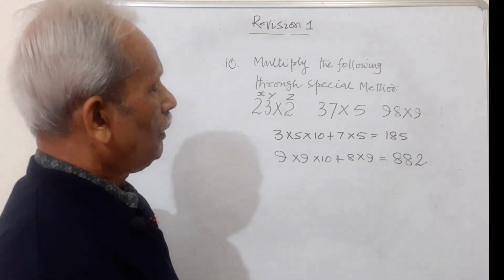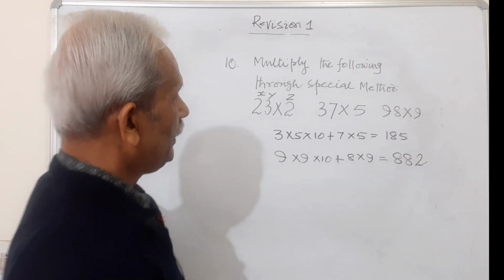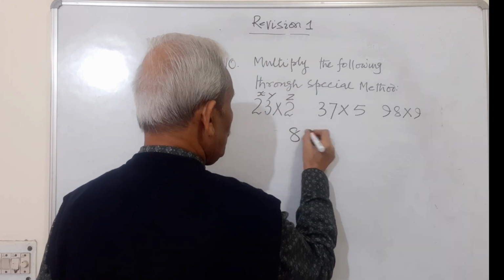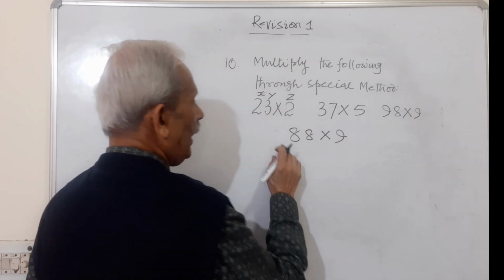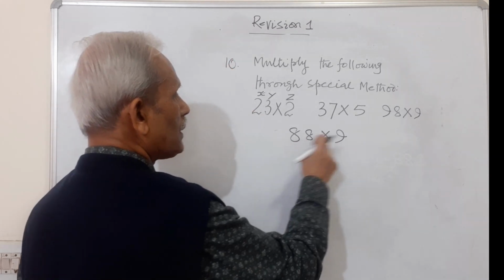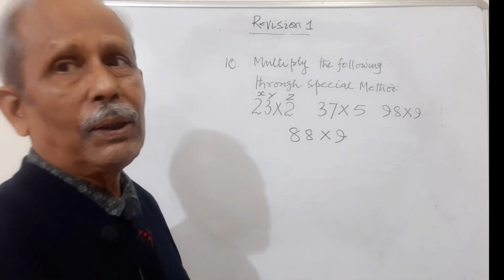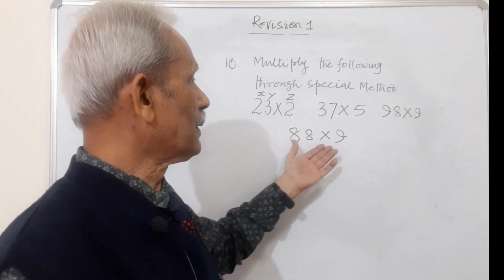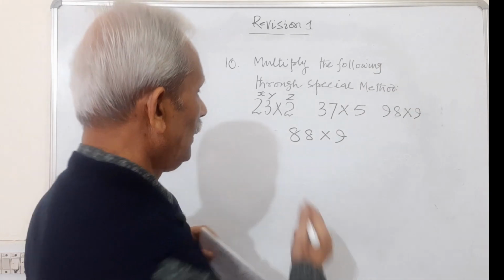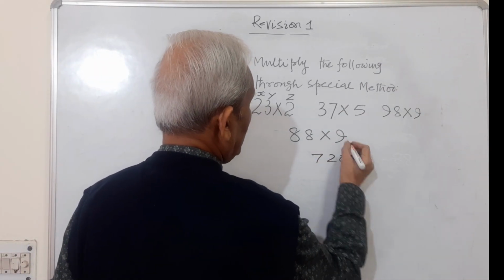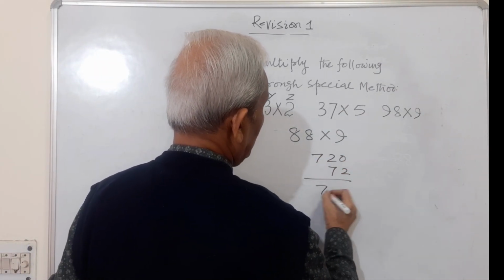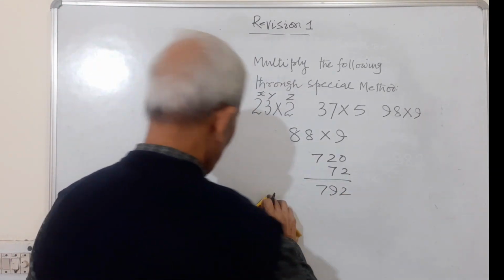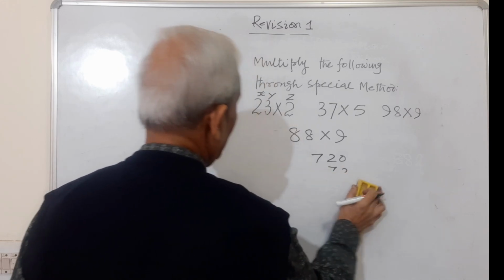So take any number, even any big number, and we can do it mentally and quickly. I just want to give you one more example. 88 into 9: 8 into 9 is 72 into 10, 720 plus 72. 720 plus 72 is 792. That is the answer. 8 into 9 is 72 into 10, 720, plus 8 into 9, 72. The number is 792. Mentally you have done it. So I hope you have followed it and you will remember it now.